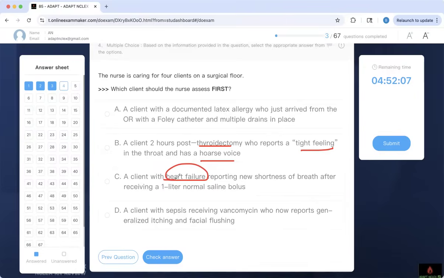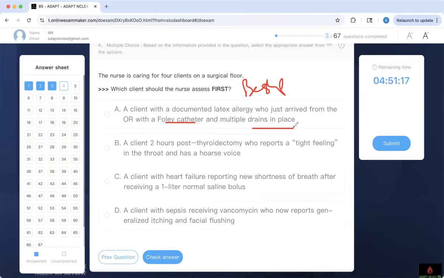A client with heart failure is reporting what? Shortness of breath after receiving 1 liter of normal saline. Do you want to see this patient? A sepsis patient is getting vancomycin and is reporting itchiness and facial flushing. A bunch of things going on. These are all the B-sharp around it. I have a latex allergy, and I came back from surgery with a Foley catheter and multiple drains. Yes, the nurse needs to see this patient. There is no latex product to be given to the patient, so she needs to verify that.